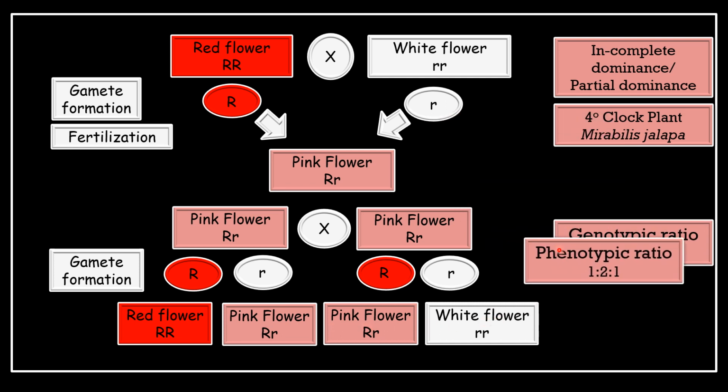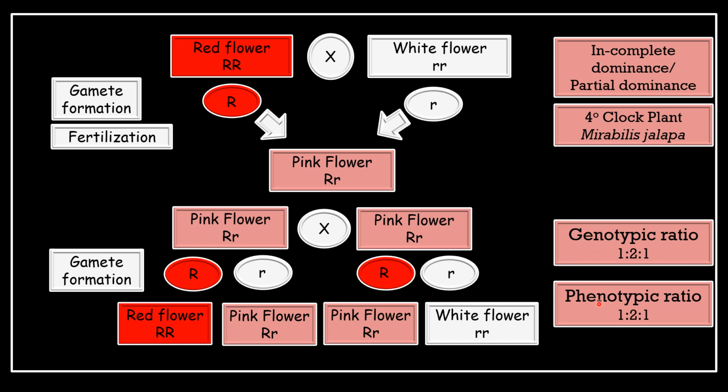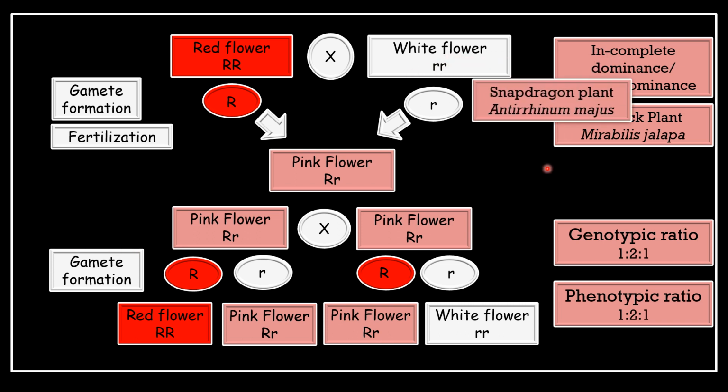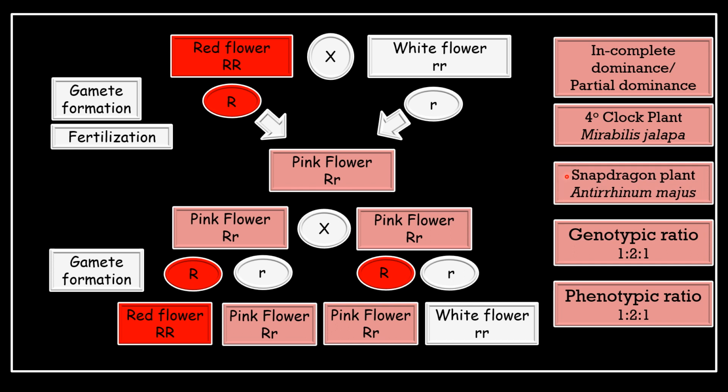So what is happening here? Both genotypic and phenotypic ratios are the same. What is the meaning of this? The plant produces one red flower, two pink flowers and one white flower. That is, the phenotypic ratio is 1:2:1. The genotypic ratio is 1 RR : 2 Rr : 1 rr. Now, besides Mirabilis jalapa, such examples are also found in one more plant called the snapdragon plant, also called Antirrhinum majus. Students, I hope you are understanding this example.